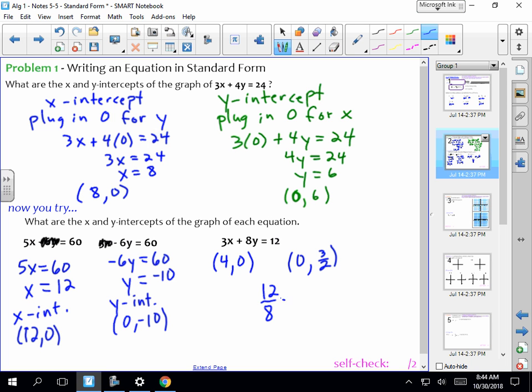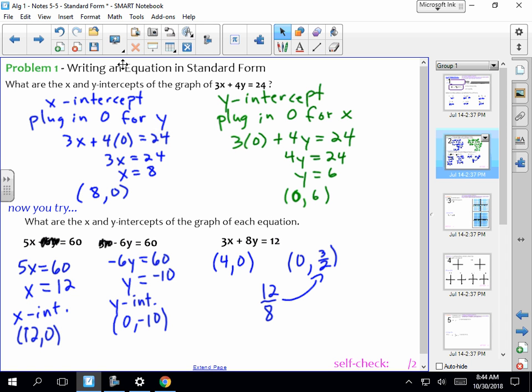Here's what we have. It's 12 over 8. It could be written as 3 over 2. If I'm going to graph it, I'm going to think of it as 1.5. I'm not graphing 3 over 2. I'm graphing 1.5. So all are correct.